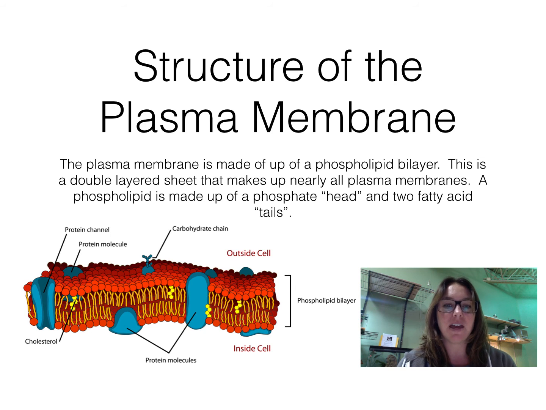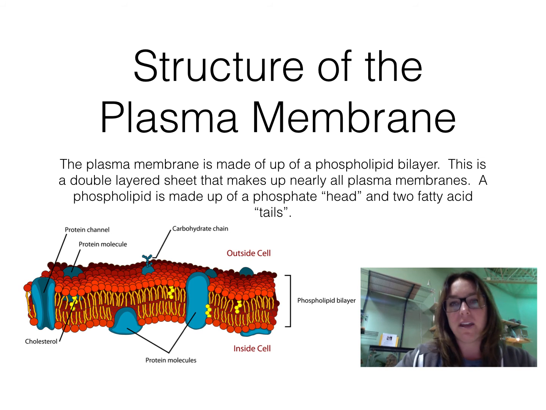If you look at that diagram on your slide, each one of those little molecules is a phospholipid. It's got that red head and then the two fatty acid tails. The red head is the phosphate group and the two tails are your lipids, your fatty acids. So this phospholipid bilayer is a double layered sheet that makes up nearly all plasma membranes, so any plasma membranes, not just cell membranes.